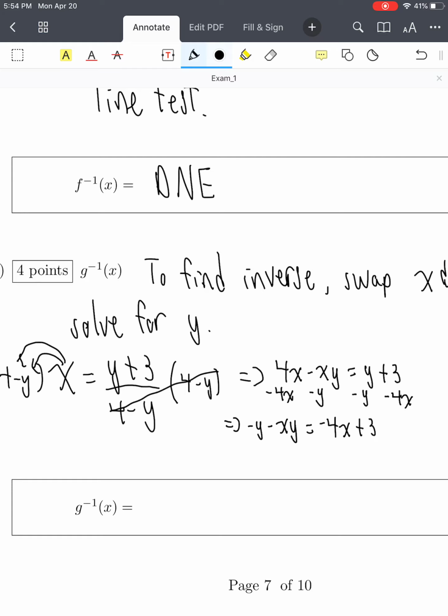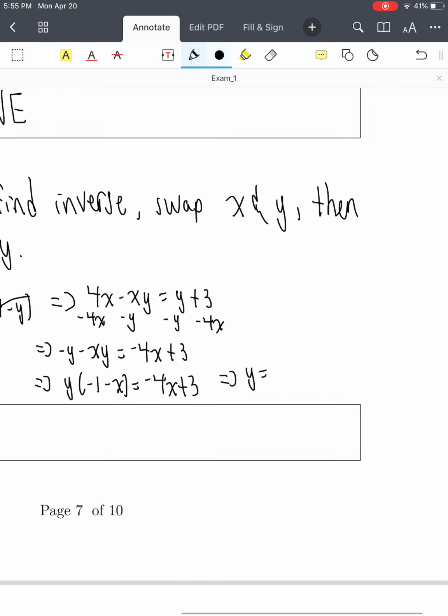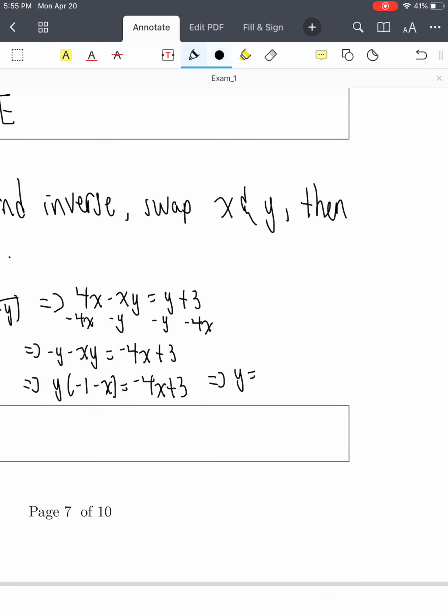Okay, now I still want to have just y on the left-hand side, so I'm going to factor out a y and then divide by what's left over. So if I factor out a y, this is y times negative 1 minus x. And then I'm going to divide both sides by negative 1 minus x. So this gives us y equals negative 4x plus 3 over negative 1 minus x.